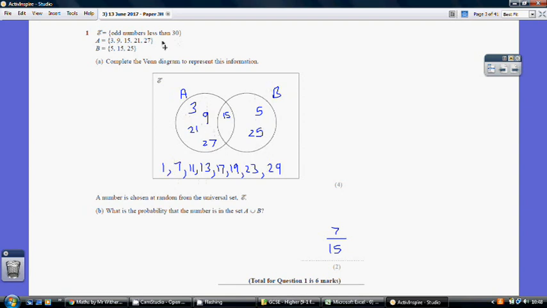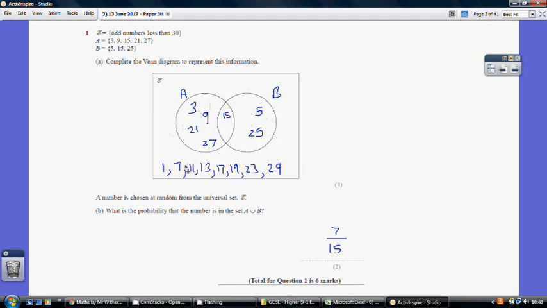So let's first of all put all our numbers in A, but bearing in mind that the 15 is also in B. So I put the 3, the 9, the 21 and the 27 in A, the 15 overlapping, so it's in A and B, and then B's got the 5 and the 25. So the A circle has the 3, 9, 15, 21, 27, and the B circle has the 5, 15 and 25.